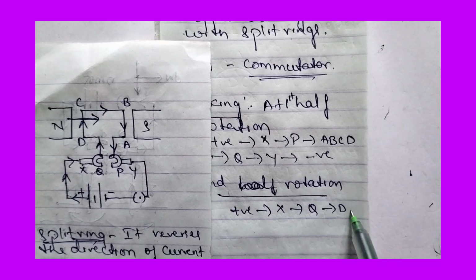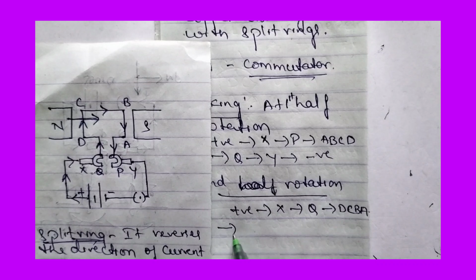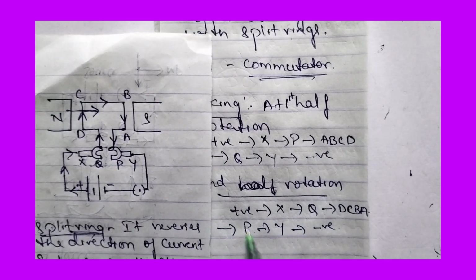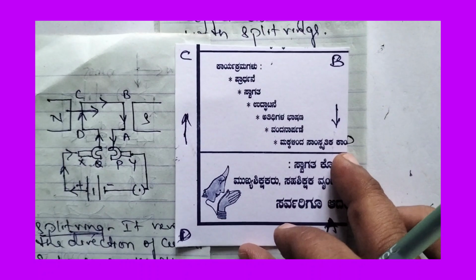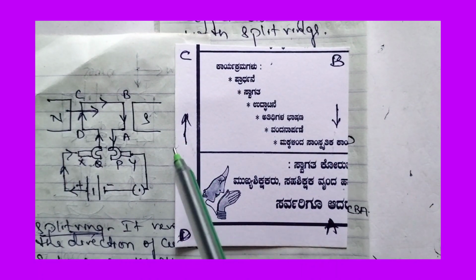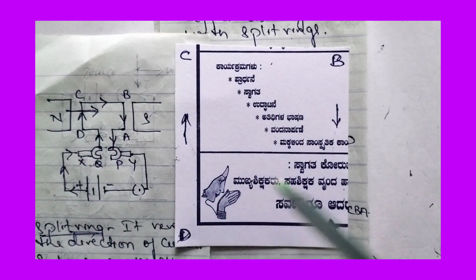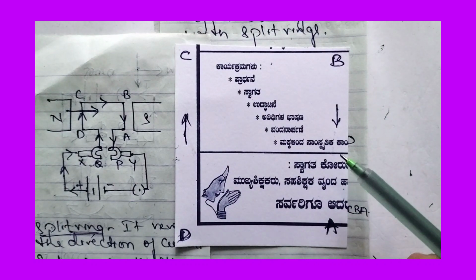From Q to D, from D to C, C to B, B to A, which is connected to split ring P. Split ring P is connected to carbon brush Y. Carbon brush Y is connected to the negative terminal of the battery. Like this the current flows from positive terminal to negative terminal. So during the second half round, the magnetic force will exert on CD in downward direction and on AB in upward direction.